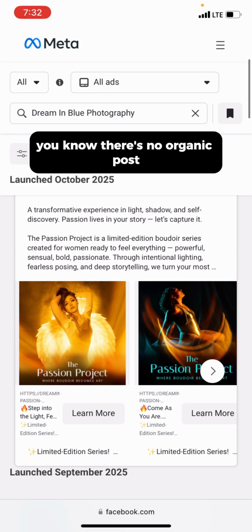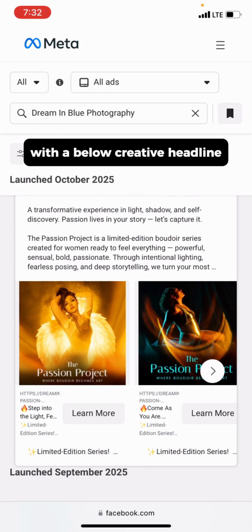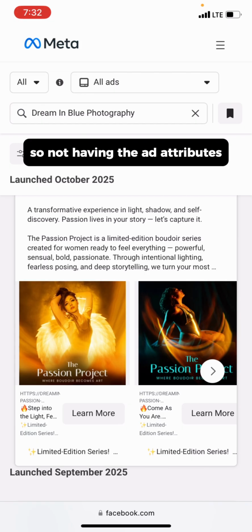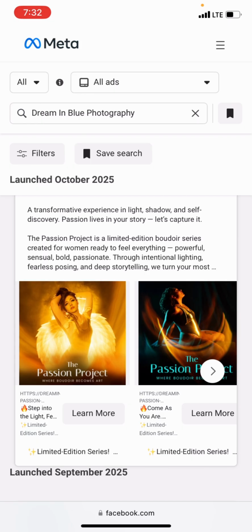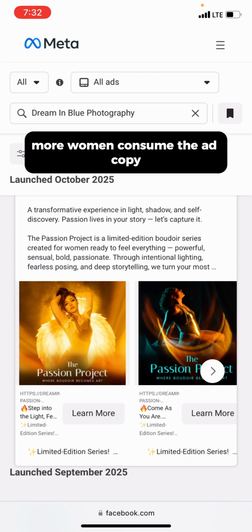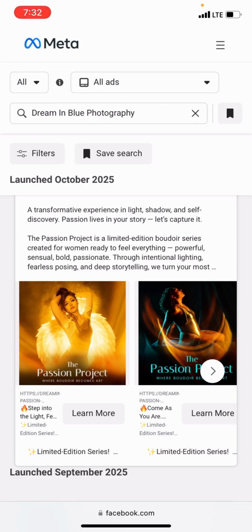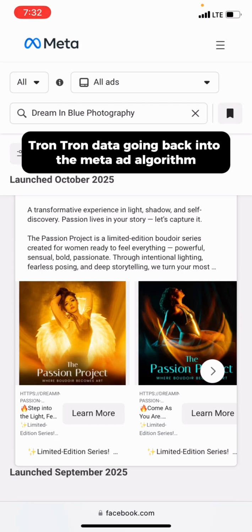There's no organic post, no person posting their dog with a headline or description underneath the creative, or a button. These are all ad attributes. So not having the ad attributes makes it look less like an ad, which means fewer women scroll by and more women consume the ad copy. Better for our ad metrics, ad conversions, and tranche 1 data going back into the Meta ad algorithm.